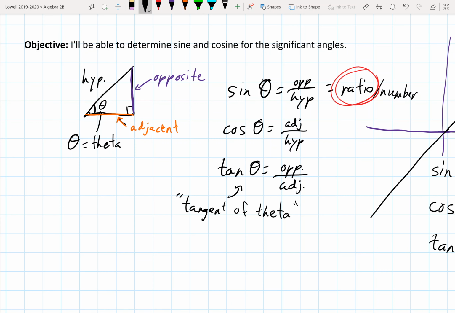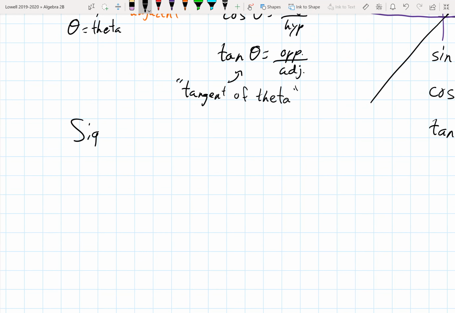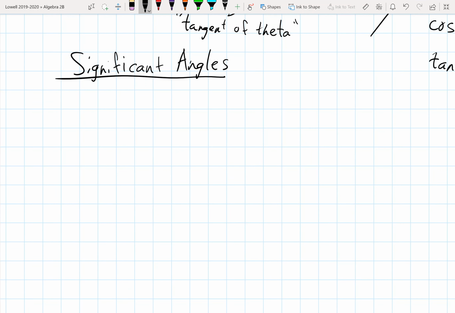The first significant angle I want to talk about is 45 degrees. I don't know if significant angle is the universal phrase, but that's what I call them, because they show up a lot. Common angles, maybe. With 45 degrees, I want to find sine, cosine, and tangent. Actually, we'll just focus on sine and cosine for now, and we'll show later why I don't need to remember tangent at all.